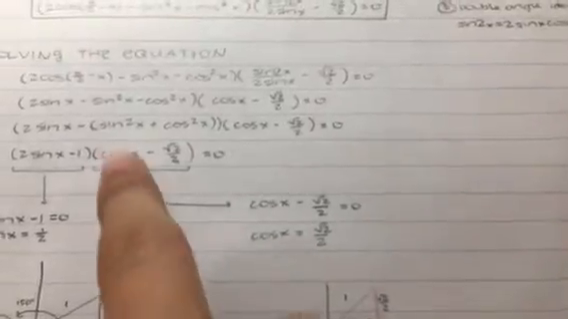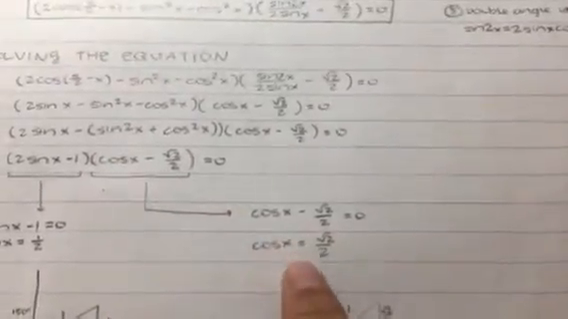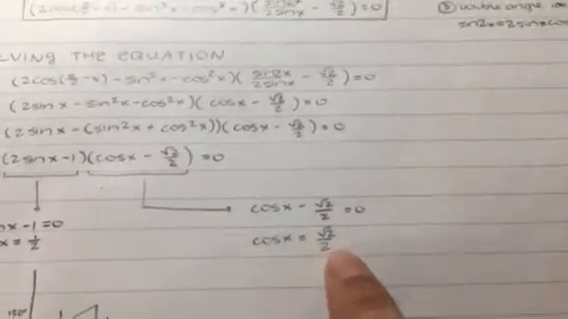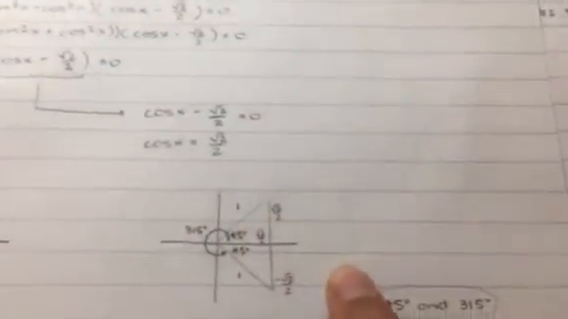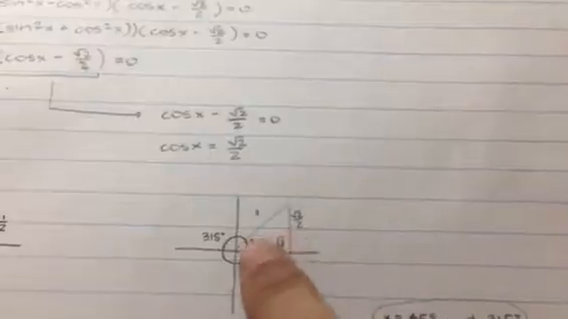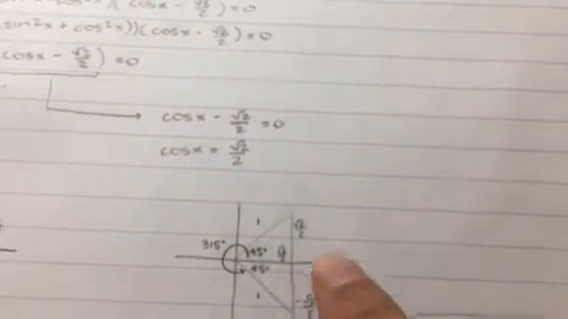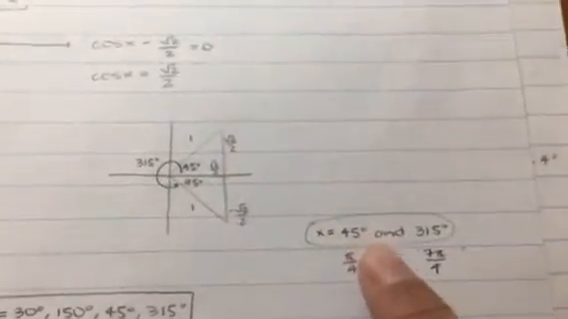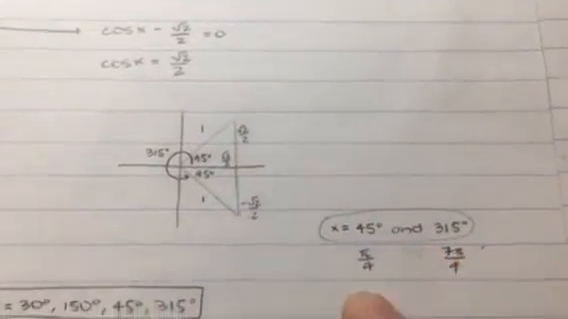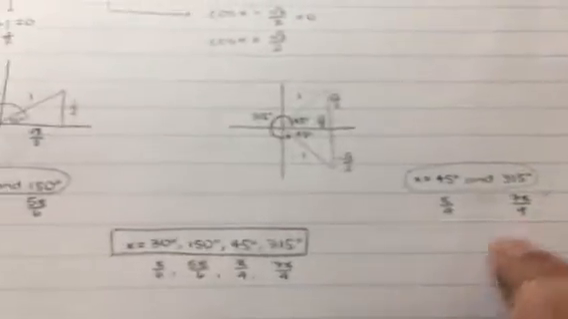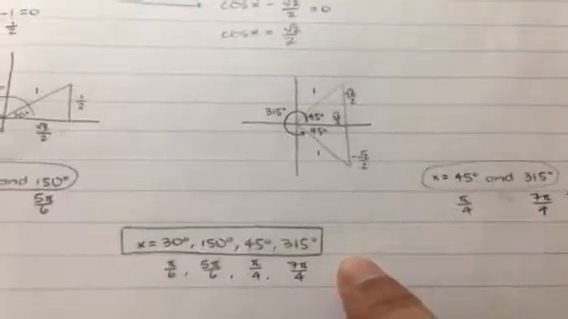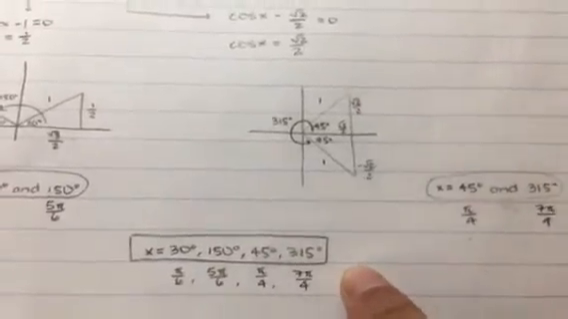And then here I do the same thing. Cosine of x minus root 2 over 2 equals 0. So cosine x is equal to root 2 over 2. And that's true at 45 degrees and 315 degrees because both have positive cosine values. So x is equal to 45 degrees and 315 degrees, or pi over 4 and 7 pi over 4. So the solutions are x is equal to 30, 150, 45, and 315.